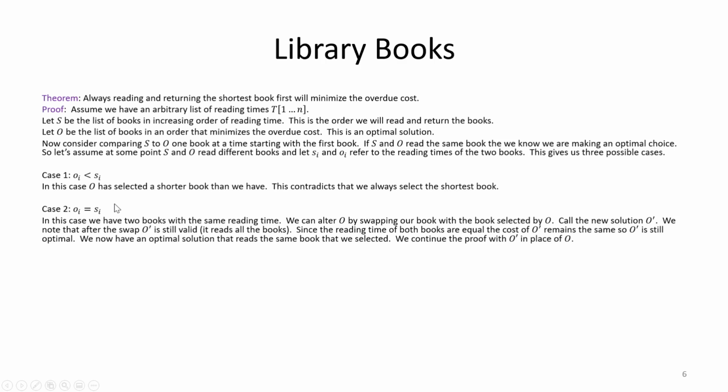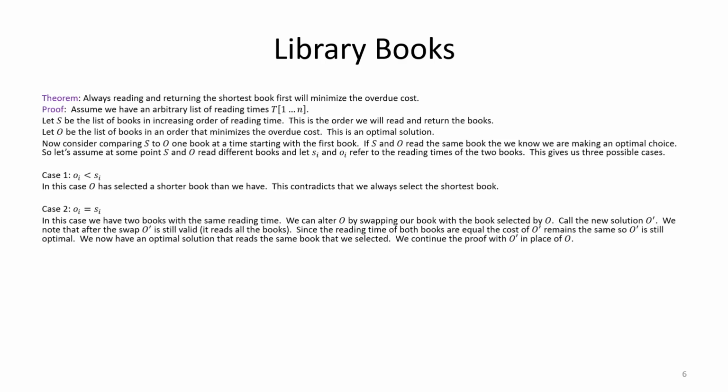So let's go through it. In this case, we have the same reading time. So now I'm going to do this surgery on O. I'm going to alter O by swapping our book, the one with reading time SI, with the book selected by O, the one with reading time OI. But because they're equal to each other, in our formula for the cost, okay, I'm getting ahead of myself. I'm going to call this new solution O prime. So after the surgery, I do the swap. Now I have a new solution.